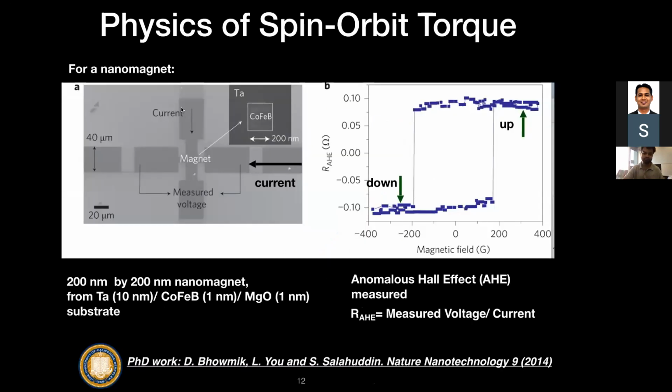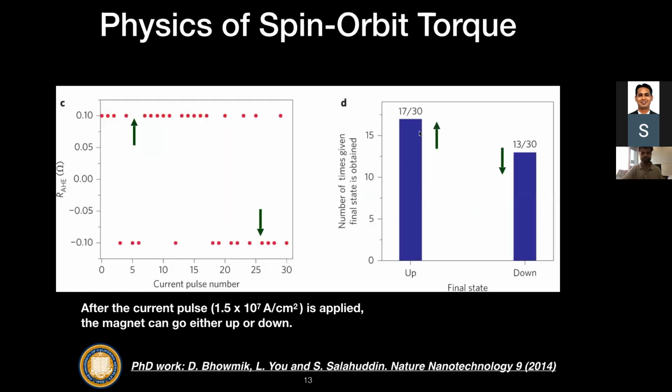We showed, with measurements done on magnets about 200 nanometers in size, that in this kind of structure, if we apply current and measure voltage on the other side, we measure a nice anomalous Hall effect. With the anomalous Hall effect, the lower resistance is proportional to magnet down and the higher resistance is proportional to magnet up. You can apply a magnetic field to switch between up and down. But interestingly, if you apply a large amount of current, you can generate a spin-orbit torque, because of which this magnet starts behaving like a coin, flipping between head and tail with about a 50% ratio.